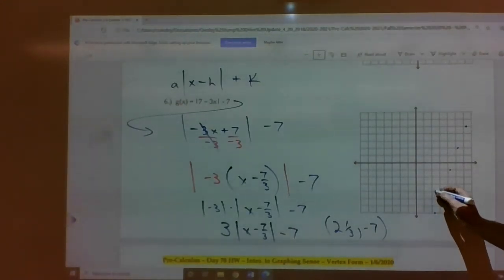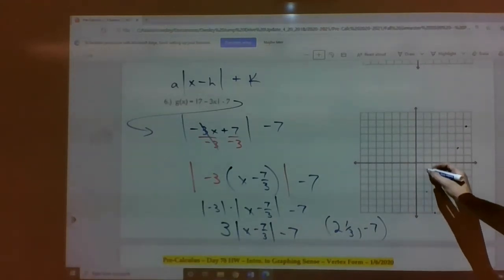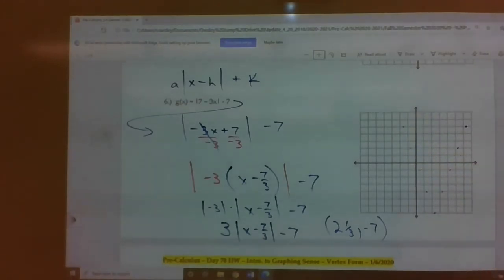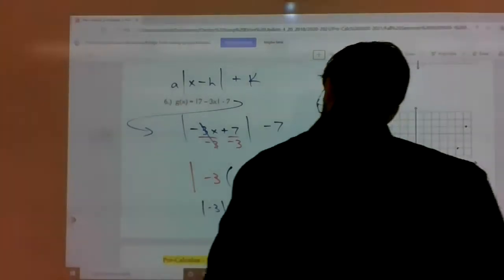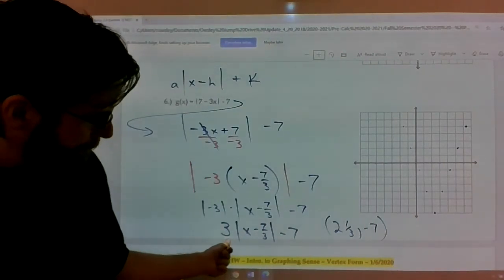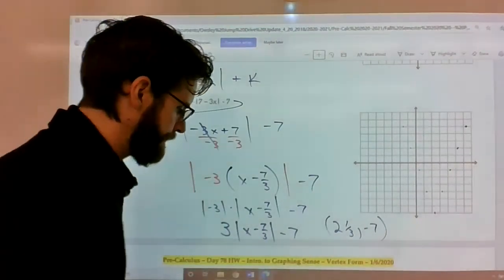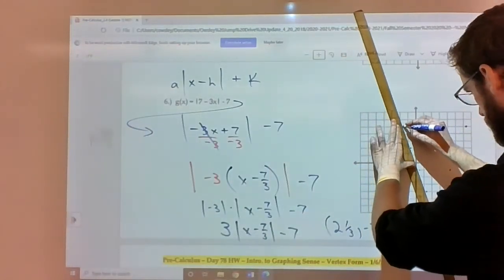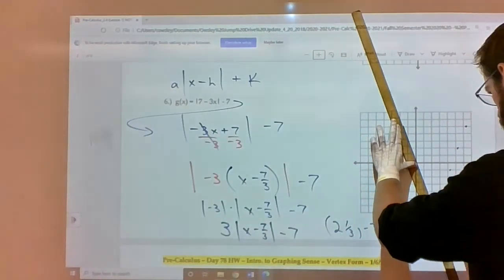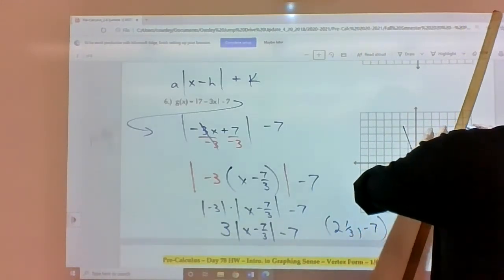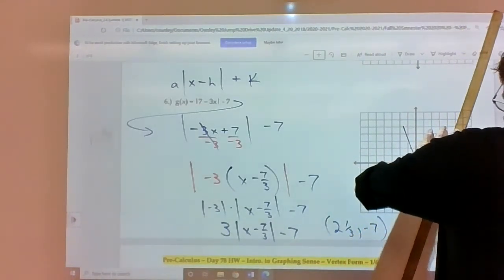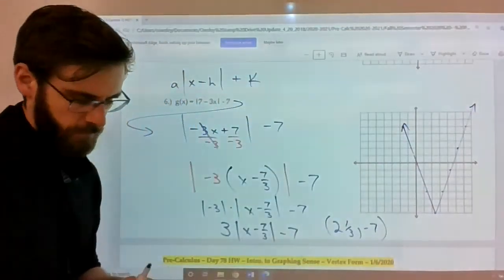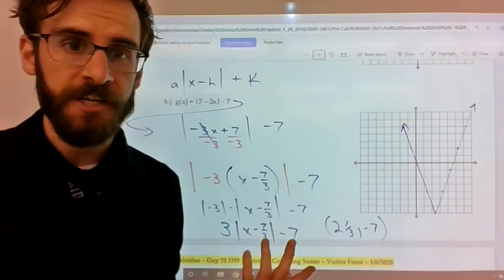1, 2, 3, left 1. So it's stretched. It's shifted right and down. And that's the basics of vertex form.